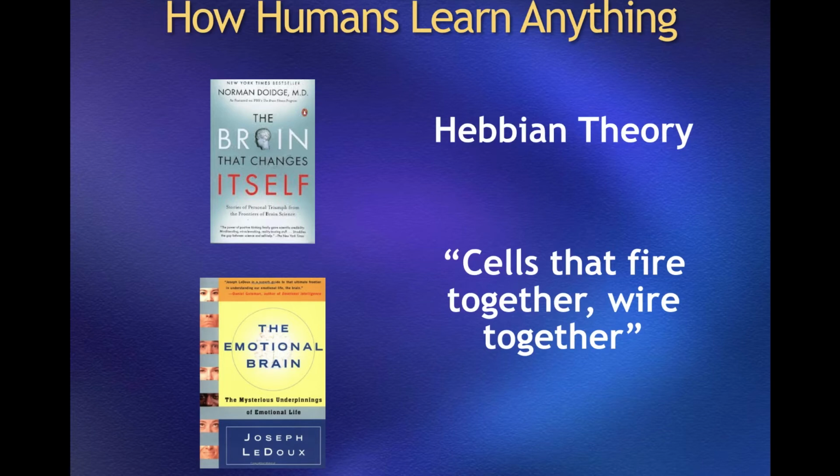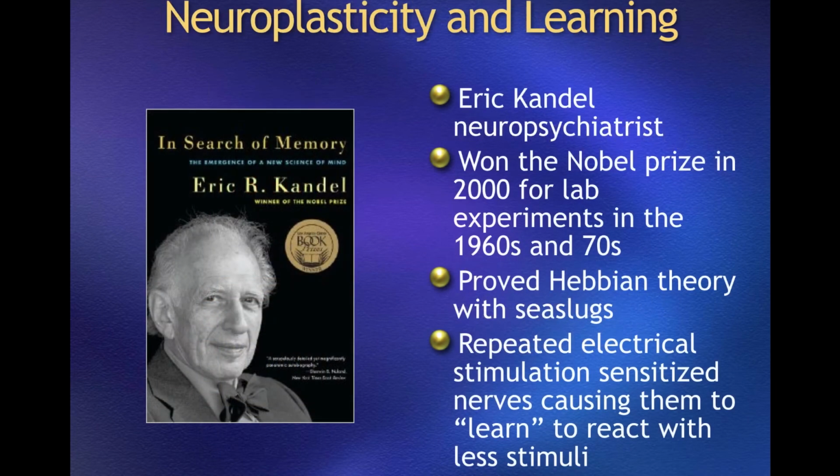So it's particularly the young human brain, an early baby-sized brain, that is very responsive to this learning. A chronic stimulus will cause this building of neurons, neurons that fire together, wire together. And this is Nobel Prize winning work. Repeated electrical stimulation sensitized nerves in these animals he was looking at, causing them to learn to react to less stimuli. This was Eric Kandel, who was observing how the brain learns things. And so you need this repeated electrical stimulation that builds neural pathways.